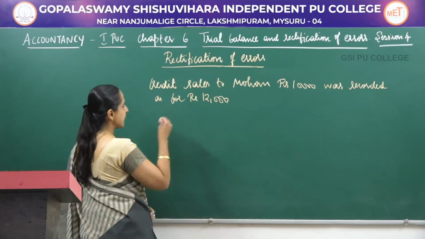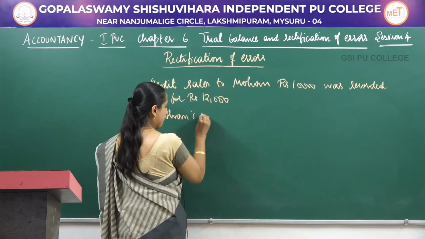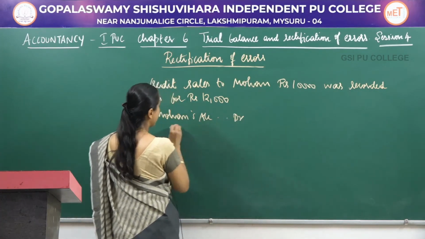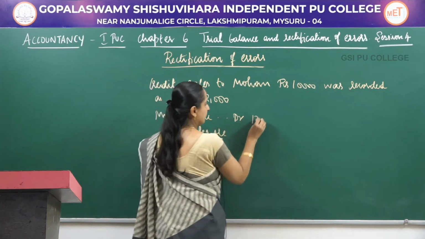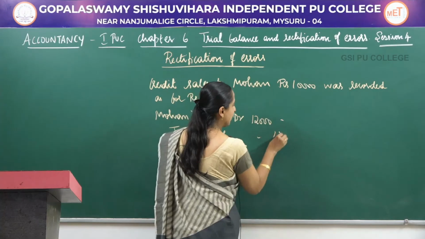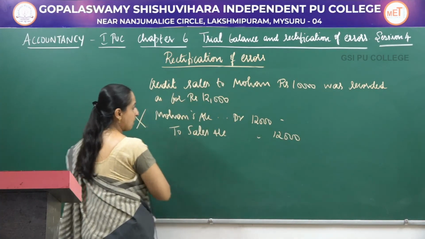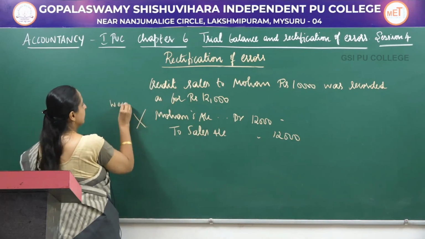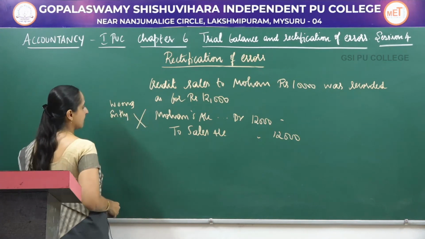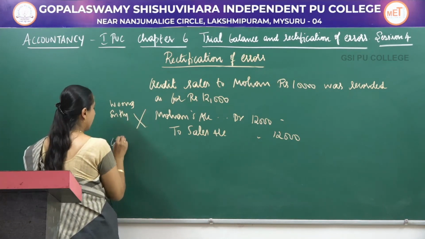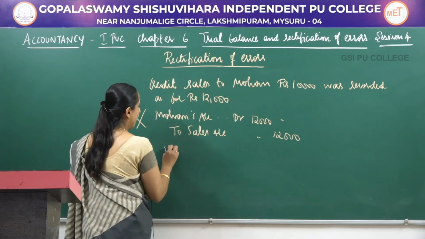So what was the wrong entry? Mohan's account, what we have recorded, that journal entry I am writing now. We have written it as 12,000. See, this is the wrong entry. Now, what is the correct entry? Next, I'll write the correct entry. What we should have written?